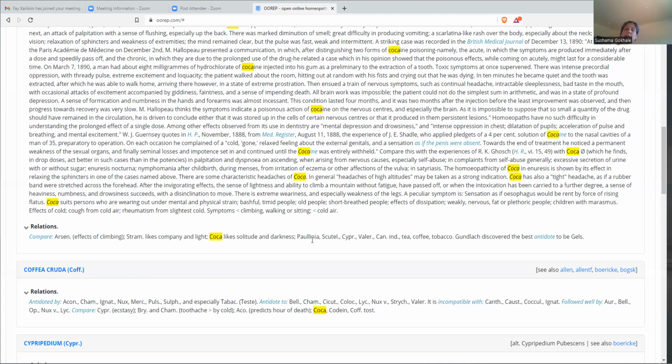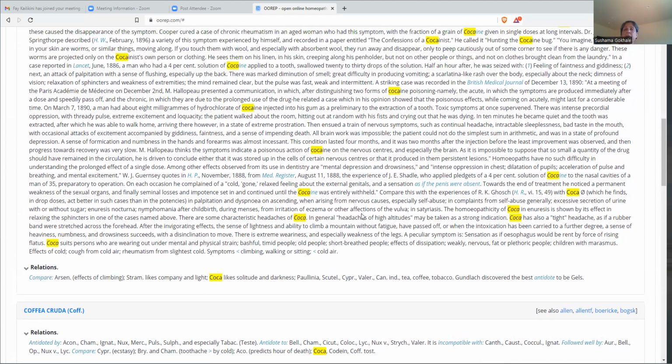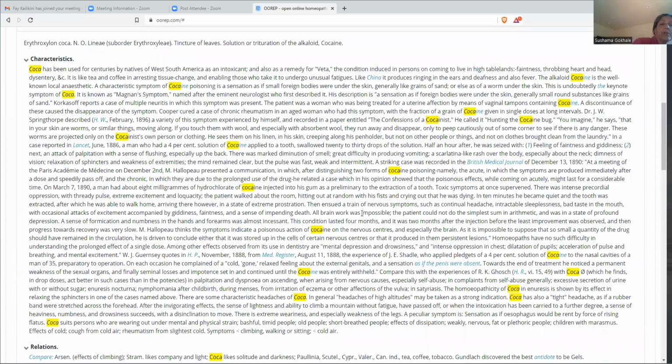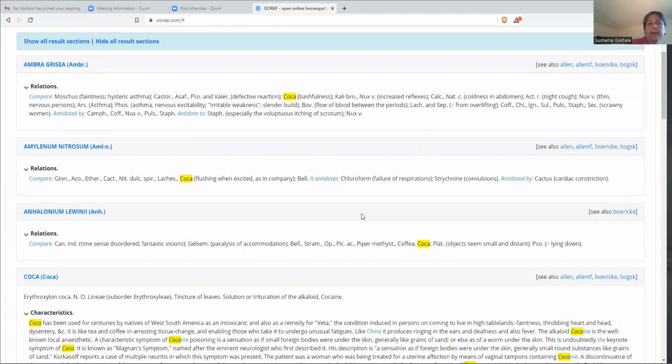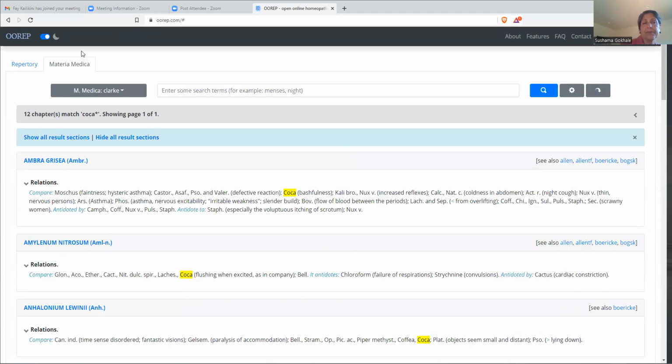In addition, he has Paullinia, Scutellaria, Cypripedium, Valerian, Cannabis indica, Coffea cruda, Tabacum. And these are several remedies that have a similar rubric to coca, which are similar in nature to coca. So that is the Materia Medica.